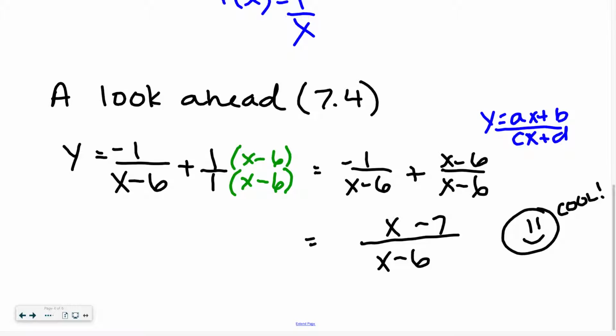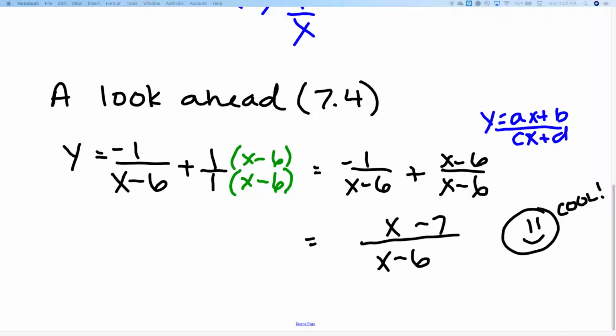Yeah, so we'll be adding fractions next week in section 7.4, getting common denominators with variables in them. And that means we're going to do a lot of factoring. Hip hip hooray! Okay, it's going to be fun. I will pass out your homework assignment and you will work on it.